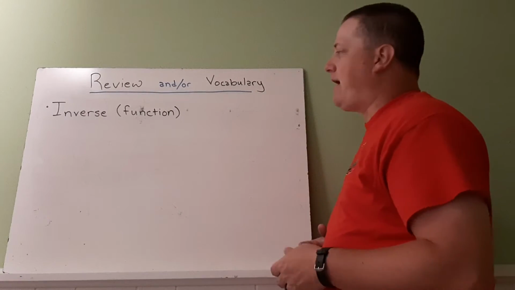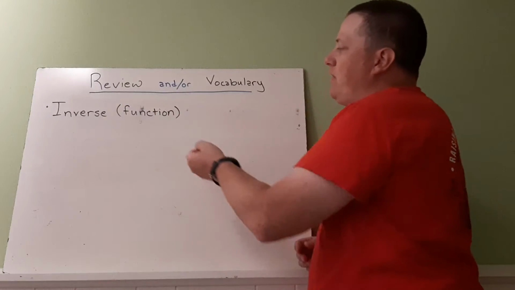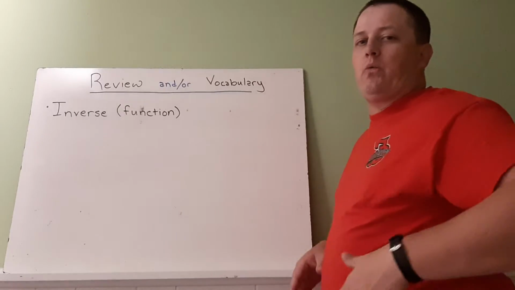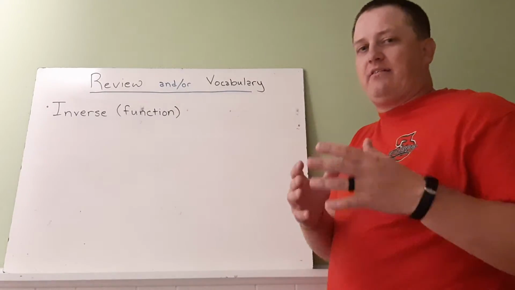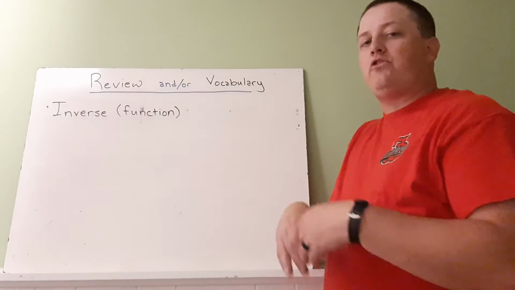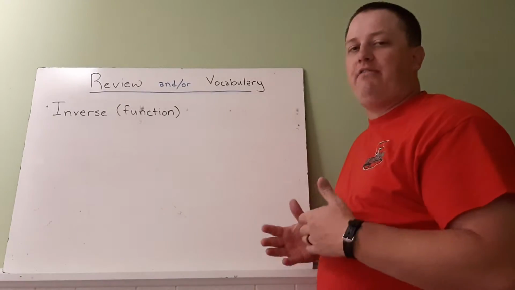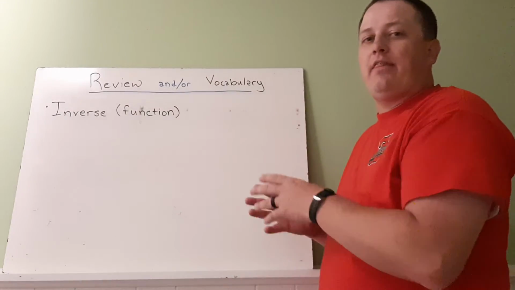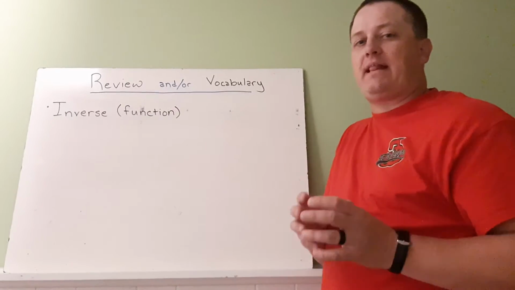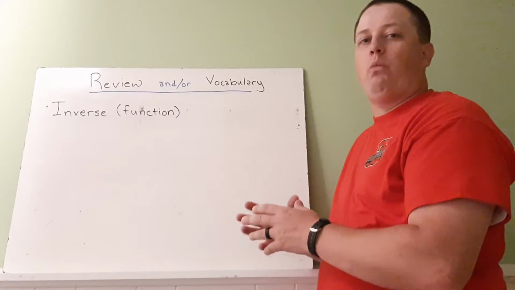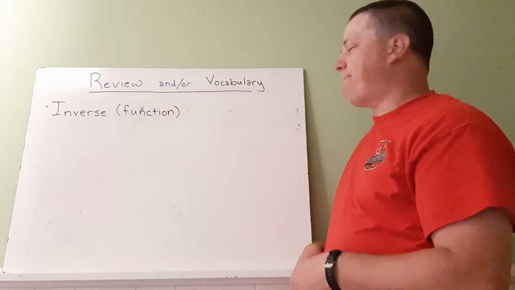Our review vocabulary is inverse of a function. When we look at inverse, remember, we have our original function, which takes an input of, say, 1 to an output of, say, 5. And the inverse of that function would then take the 5 that was the output, make that the input, and then take that 5 back to the 1 that it started at.